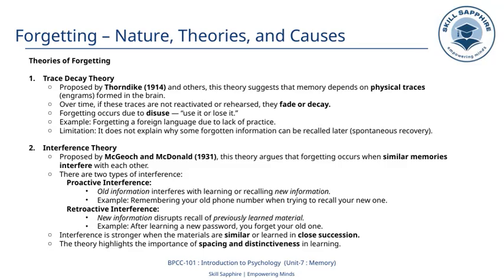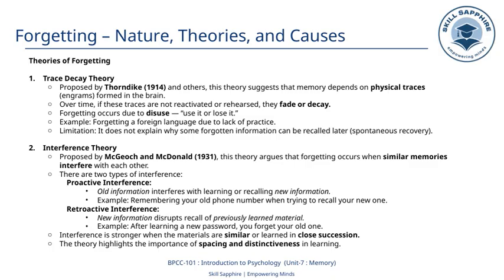First, we have the trace decay theory, proposed by Thorndike in 1914 and others. This theory suggests that our memories depend on physical traces in the brain called engrams. Over time, if these traces aren't reactivated or rehearsed, they tend to fade or decay. Essentially, this is the idea of use it or lose it. For example, if you haven't practiced a foreign language, you might forget it over time. However, a limitation of this theory is that it doesn't fully explain why sometimes forgotten information suddenly comes back, a phenomenon known as spontaneous recovery.